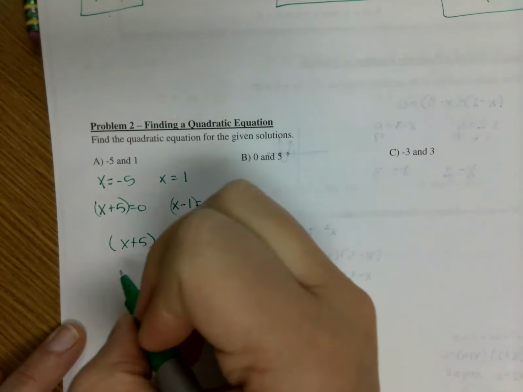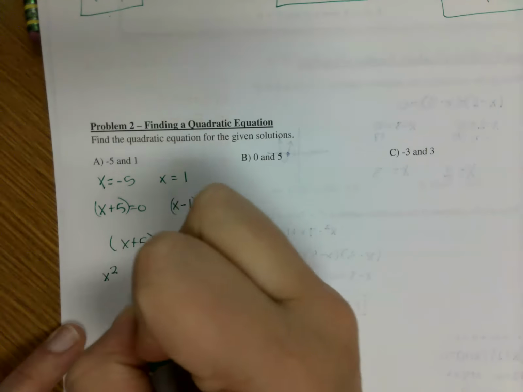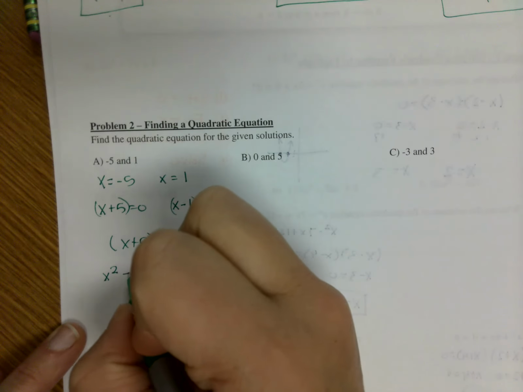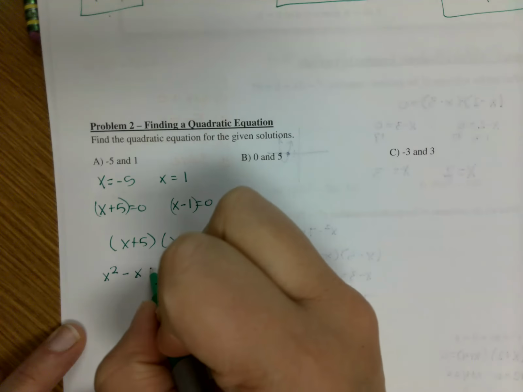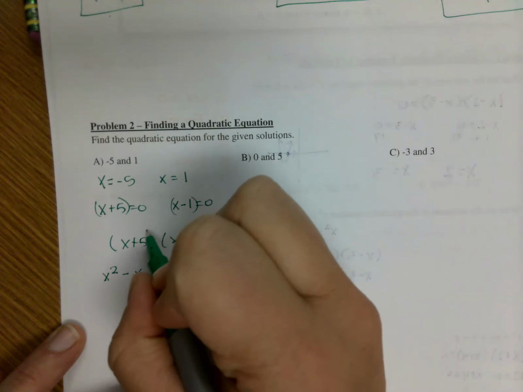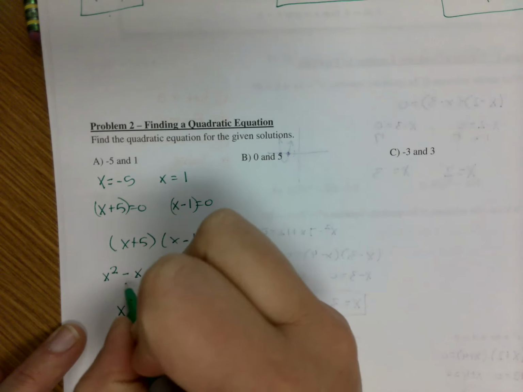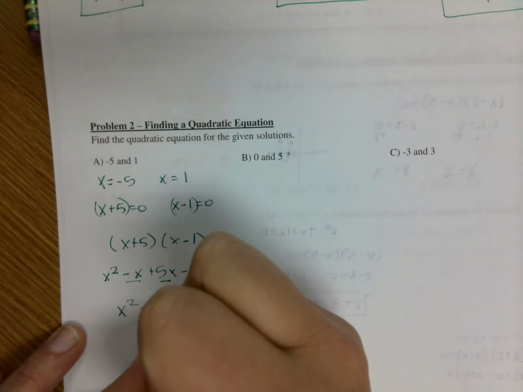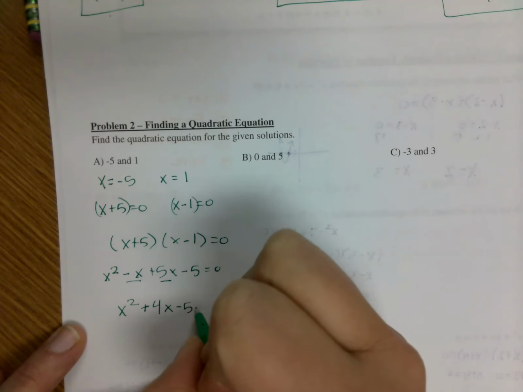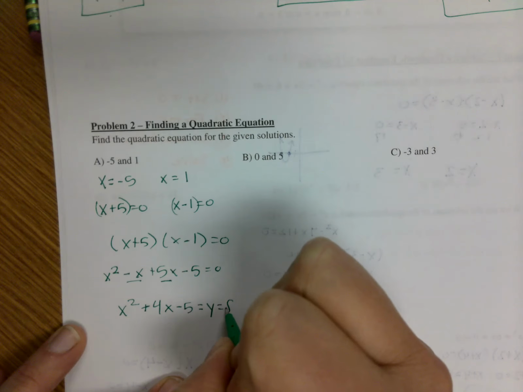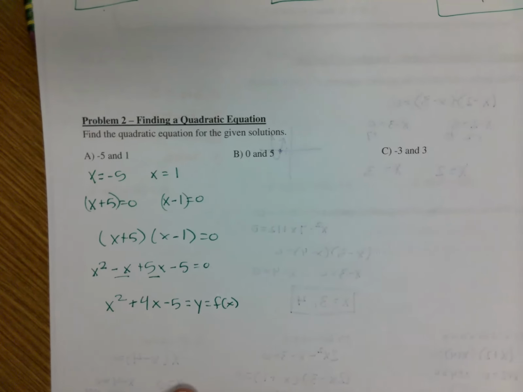Now I can distribute and solve. So either FOIL method or box method. x times x is x squared. x times negative 1 is negative x. Plus 5x when I have x times 5 and negative 5. So my overall answer, because those two can combine, is x squared plus 4x minus 5 is equal to y, or you can have it equal to the function of x.